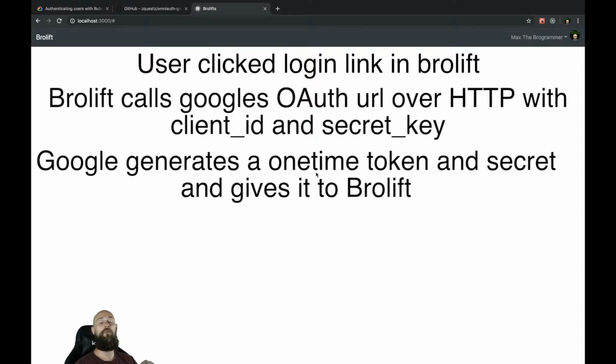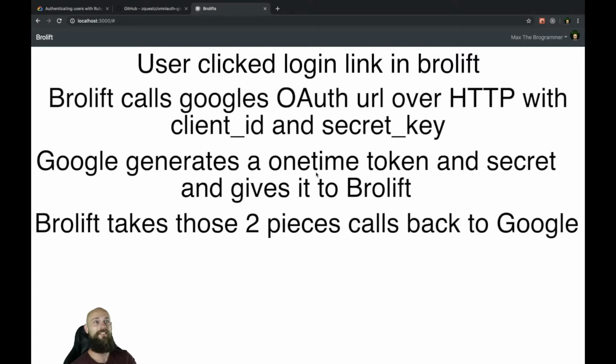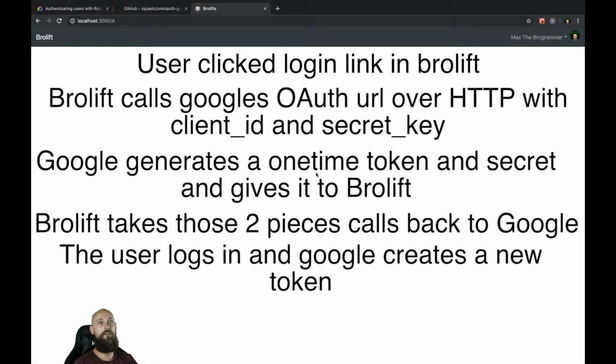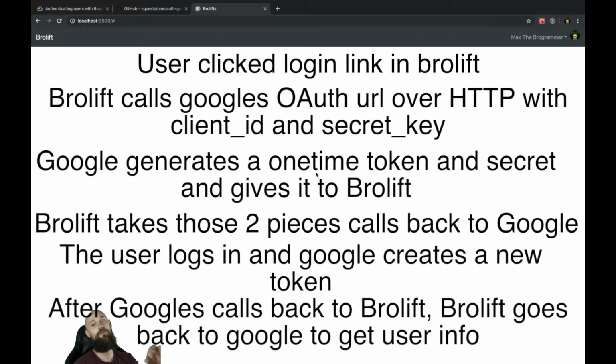Google gives me a one-time token and a one-time secret to call back to them. So I've called them. They've sent me back to my app with this information. I'm going to go call them again. I take this token and secret, I call back to Google with a URL that's configured in the gem, and then the user has to log in. Once they log in, like you saw, I typed in my password, I logged in. Google takes that information, approves it, generates a new token, and goes back to my app with that user and that token. So now I have an authenticated user, I've got a token, and then I call back to Google again.